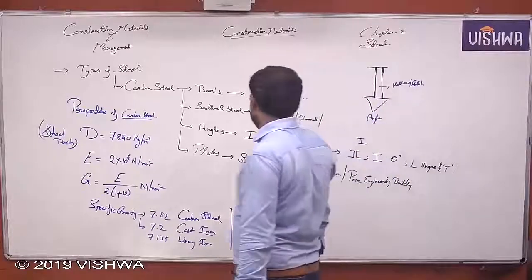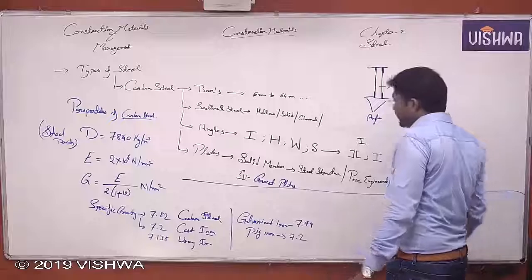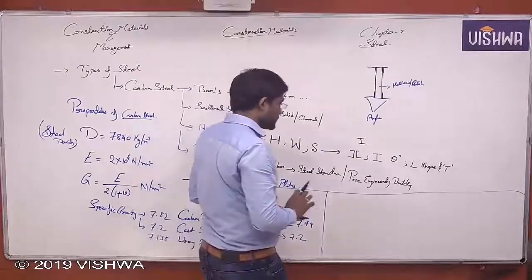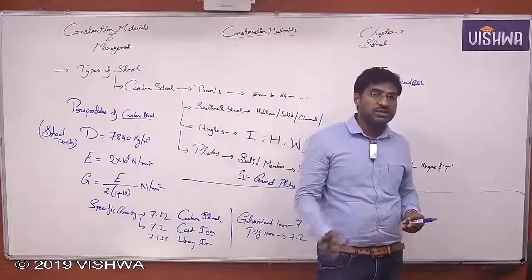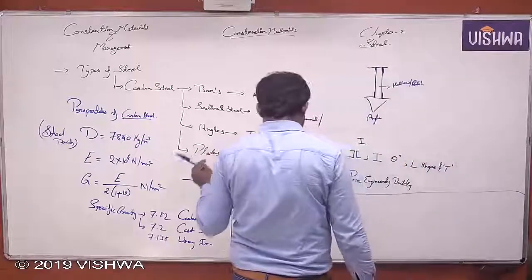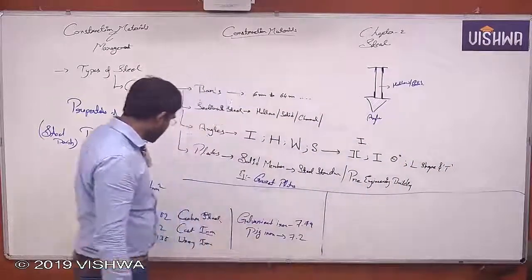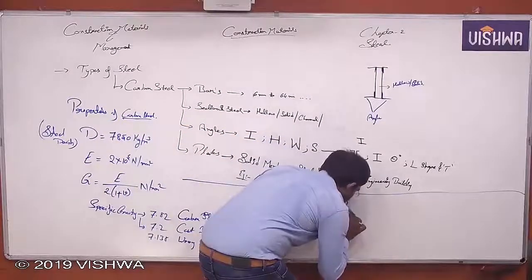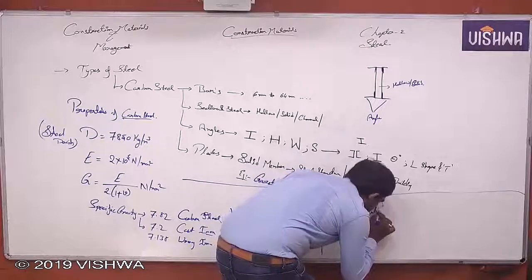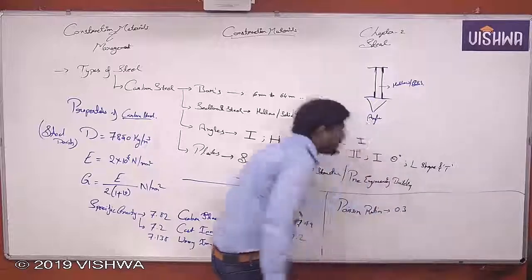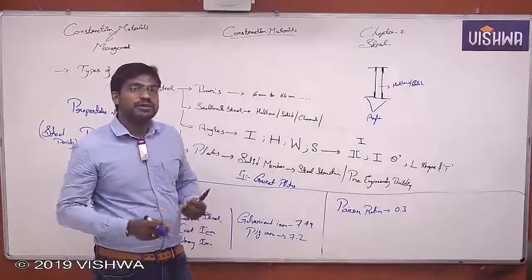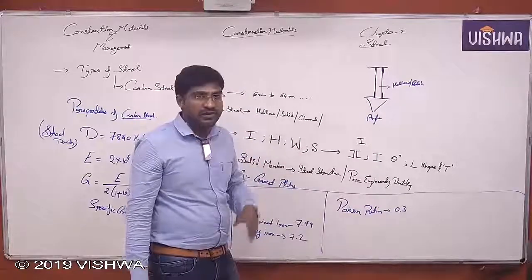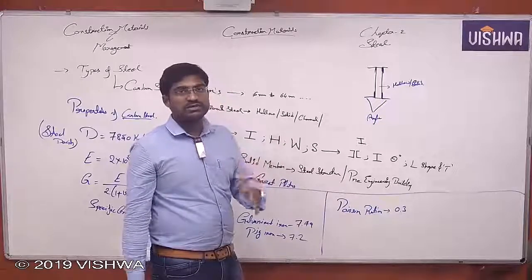The next similar or generalized property is specific weight. Other than specific gravity, in the regular format we have to discuss Poisson's ratio. Poisson's ratio is most important. We have Poisson's ratio in the range of 0.3. That is a general property of steel that we have to remember, because he might be asking in GATE or any competitive examination, PSUs or IES.